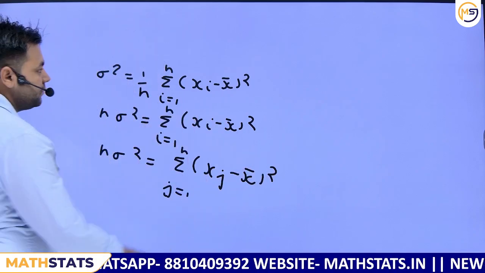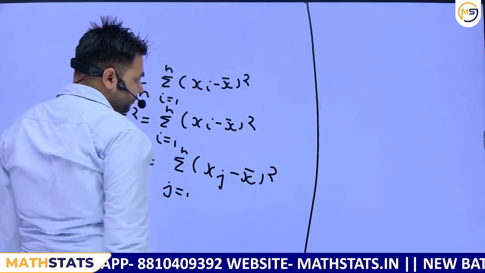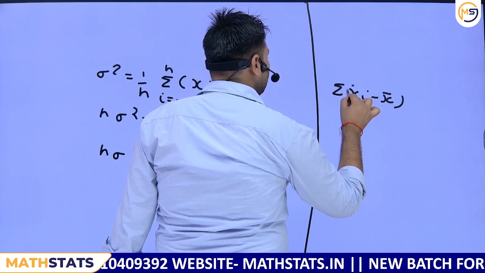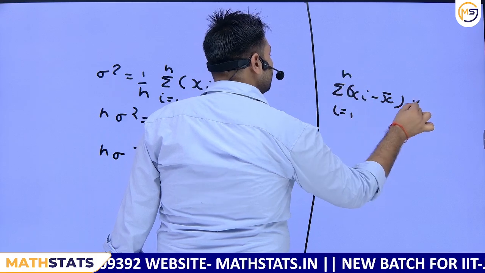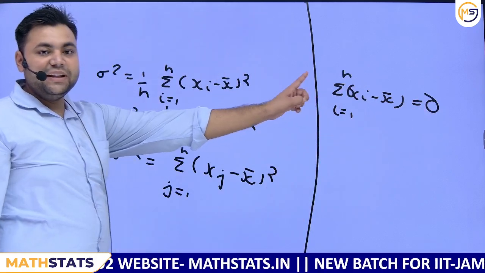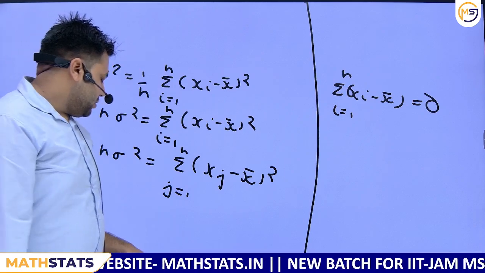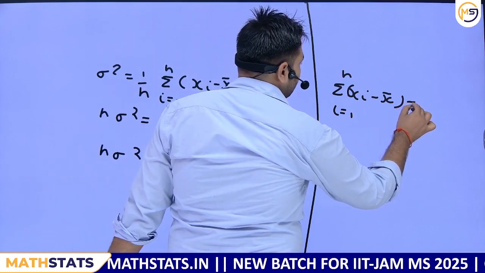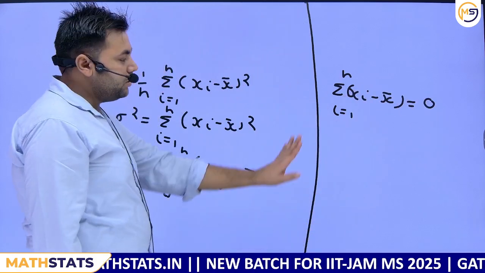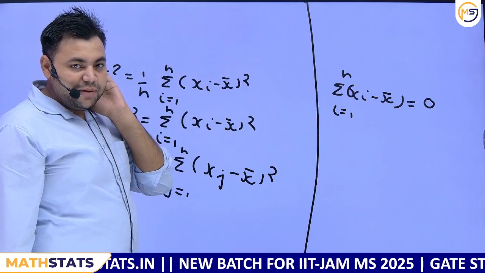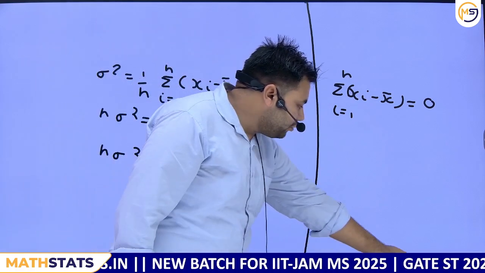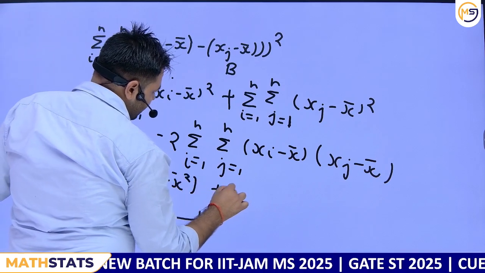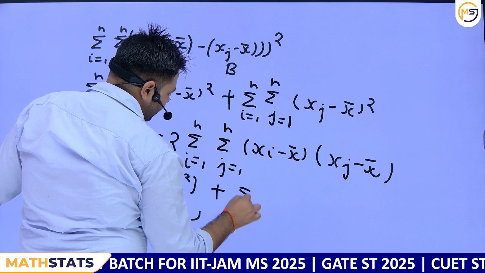Any problem? Remember one thing here also. Summation of (xi minus x bar), i equal to 1 to n, equals 0, because this is the deviation from mean, and the algebraic sum of deviations from the mean is 0. So now you can apply this property here. Write this quantity here, and here you also write this quantity.